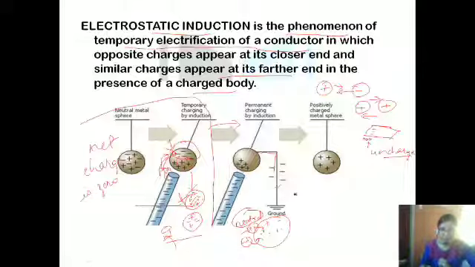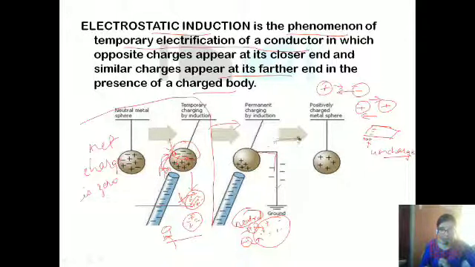It's like that. So here we are connecting one end, which is negatively charged, to the ground. When we connect it to the ground, the wire, being a good conductor, will conduct the negative charge to the ground. So now it only has the positive charge in this region.